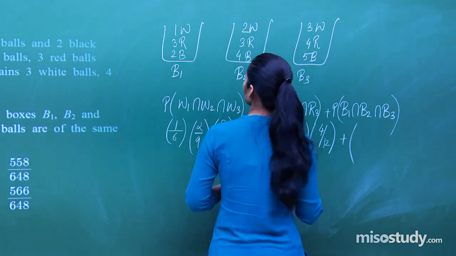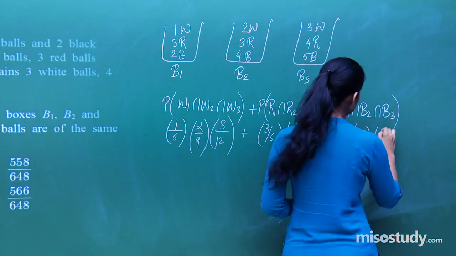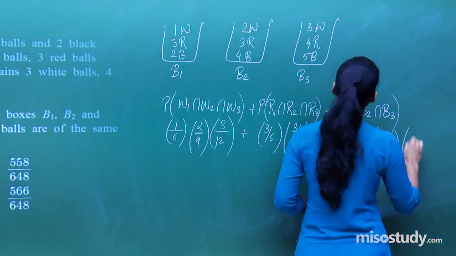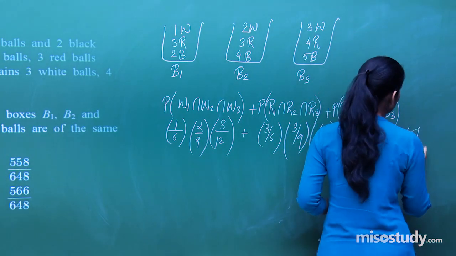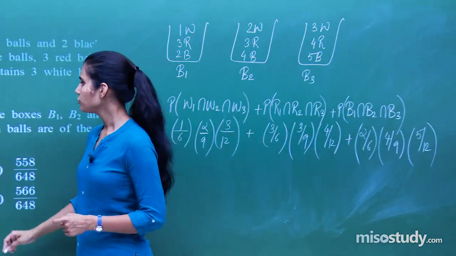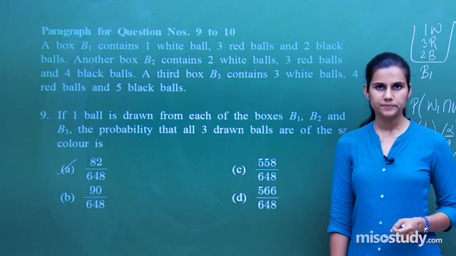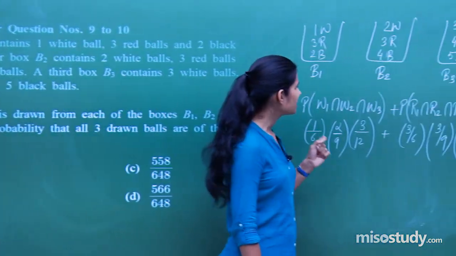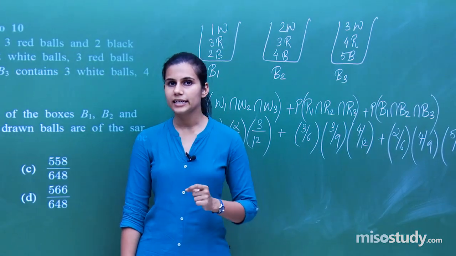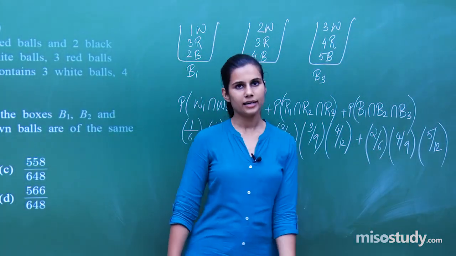Then black ball from the first box is 2 by 6. Black ball from the second is 4 by 9. Black ball from the third is 5 by 12. When you add all of this, you basically get 82 by 648 as your answer. Clear? That is the probability of obtaining balls of the same color, either all white or all red or all black.